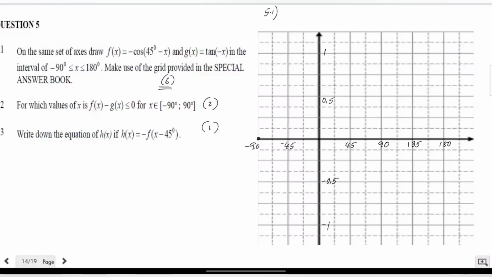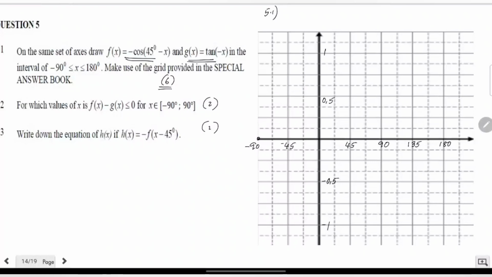How many graphs are there? I can see f of x, that is a cos graph, and g of x, that is a tan graph. When it comes to the tan graph, guys, there are certain values. Undefined means at that point you have to draw a vertical asymptote. Clear? Now look at that. The x values that you are going to substitute are minus 90, minus 45, 0, 45, 90, 135, 180. These are the x values for each graph. So it is just a matter of substitution, guys. That's it. So let me start with the cos graph.